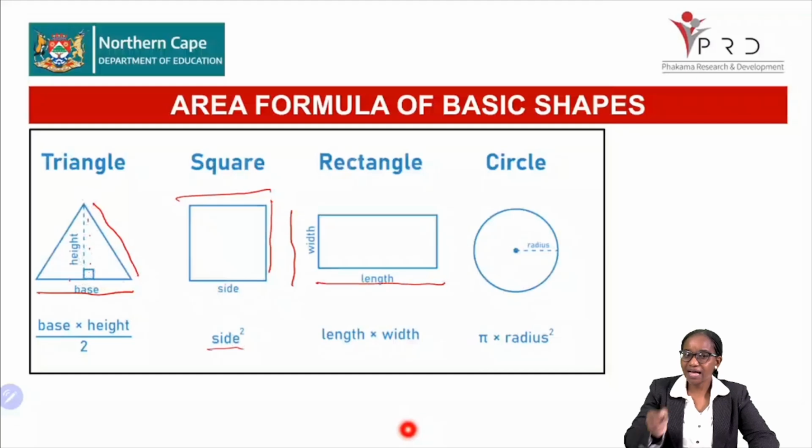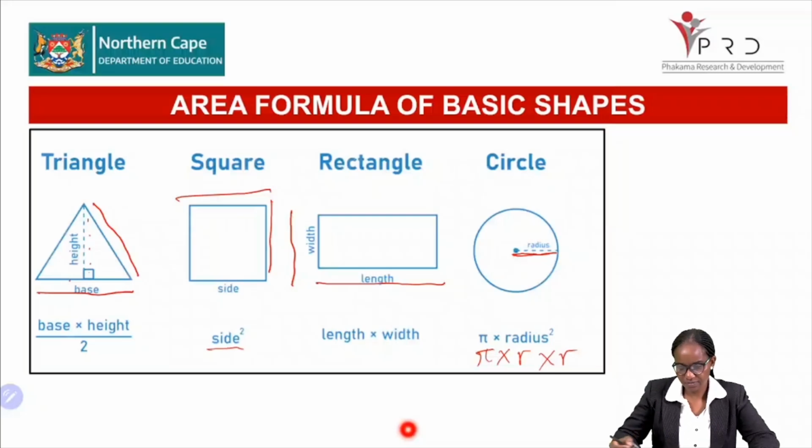For the circle, again we use our radius because this is what gives us the straight line. Our radius multiplied twice times the constant pi. This pi times radius times radius gives us the formula for the area of a circle.